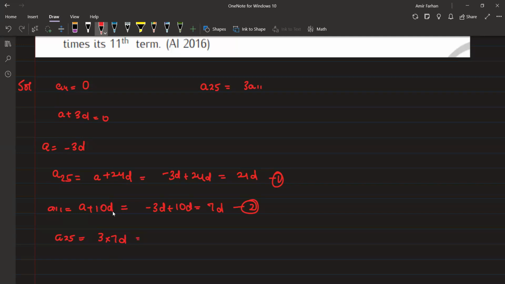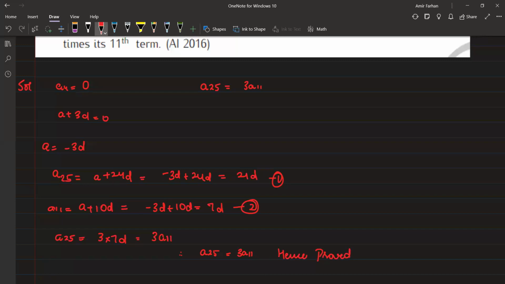Okay. So 7D is equal to what? A11. So you can write 7D as A11. So this is what you need to prove. Hence it is proved: A25 is equal to 3 times A11. Clear?